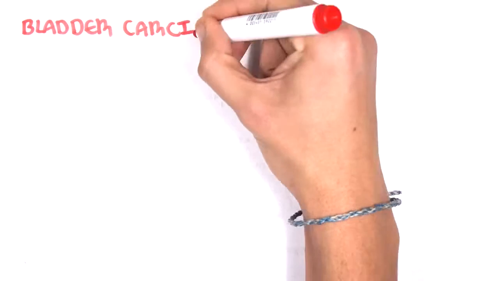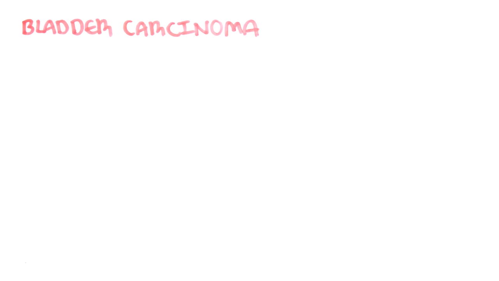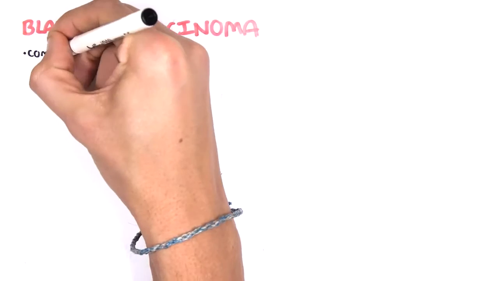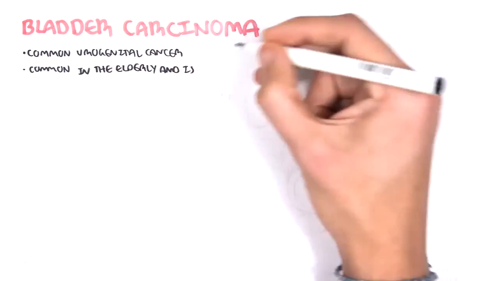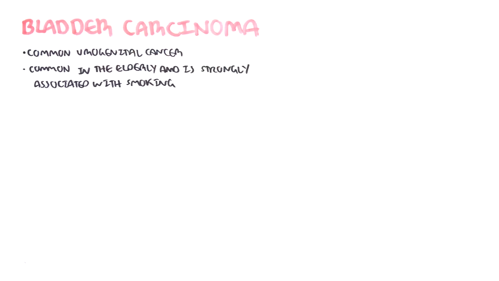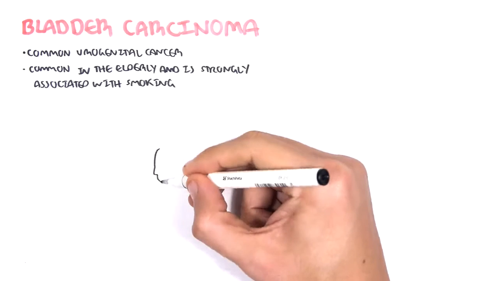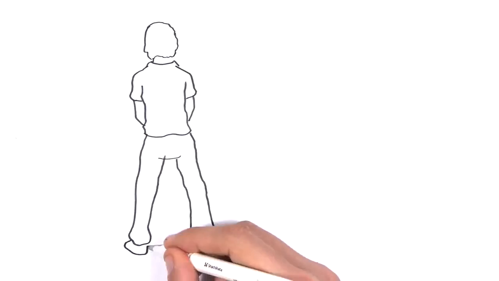In this video, we're going to talk about bladder carcinoma. This is an overview and introduction. Bladder carcinoma is a common urogenital cancer. It is common in the elderly and is strongly associated with smoking. Here, I am drawing a middle-aged person in the toilet urinating.